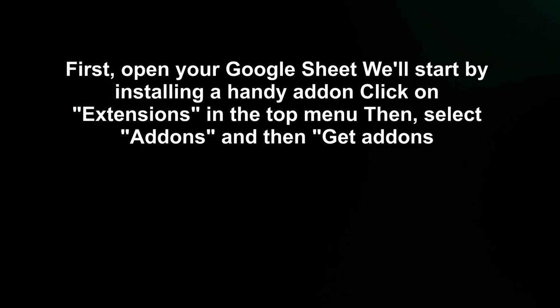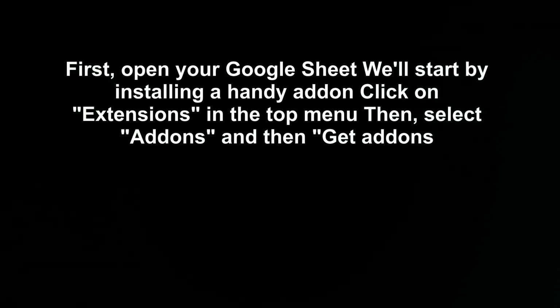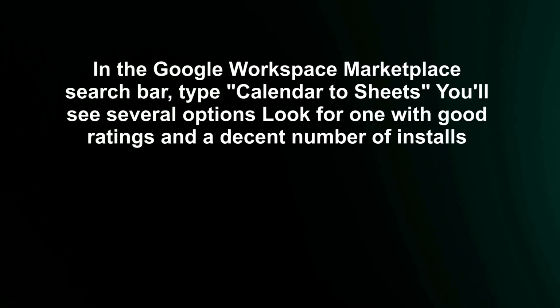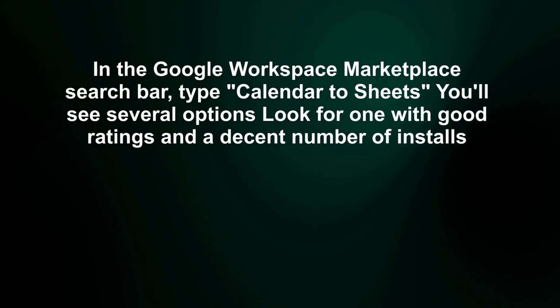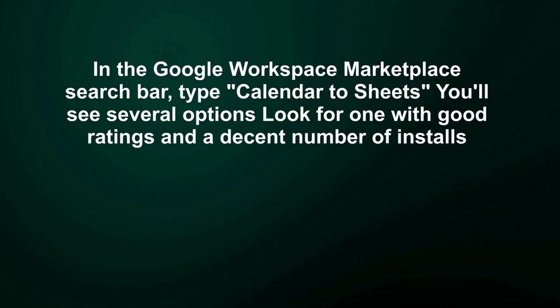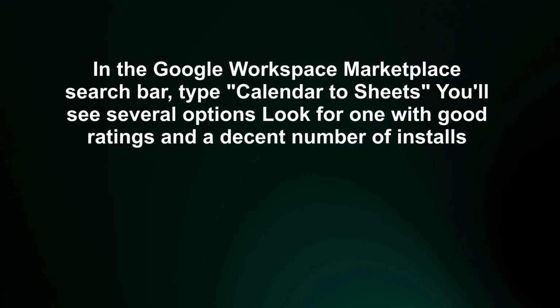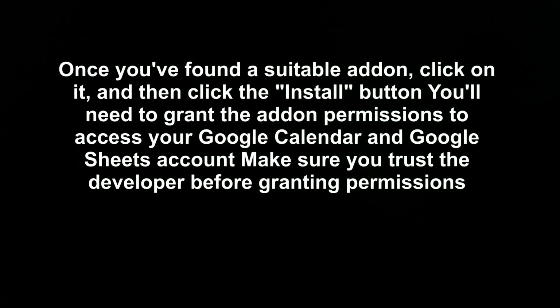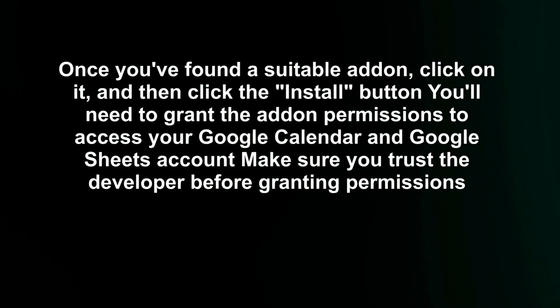Click on Extensions in the top menu, then select Add-ins and then Get Add-ins. In the Google Workspace Marketplace search bar, type Calendar to Sheets. You'll see several options. Look for one with good ratings and a decent number of installs. Once you've found a suitable add-in, click on it, and then click the Install button.